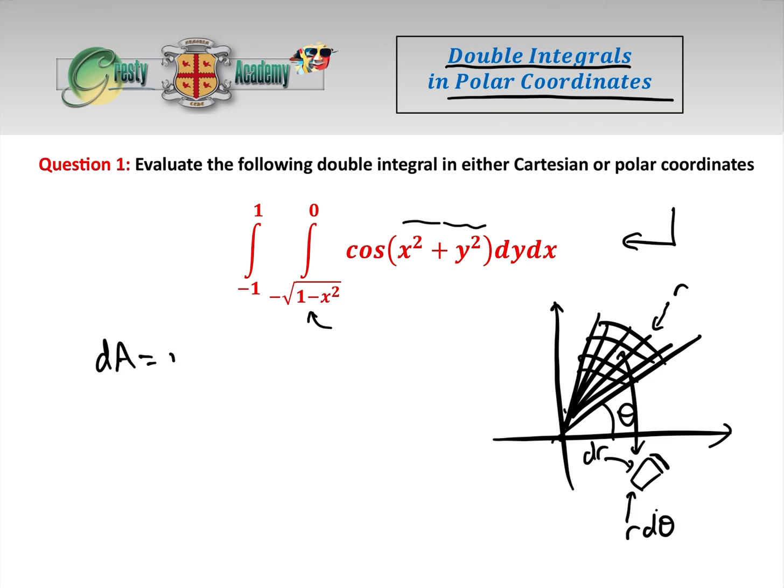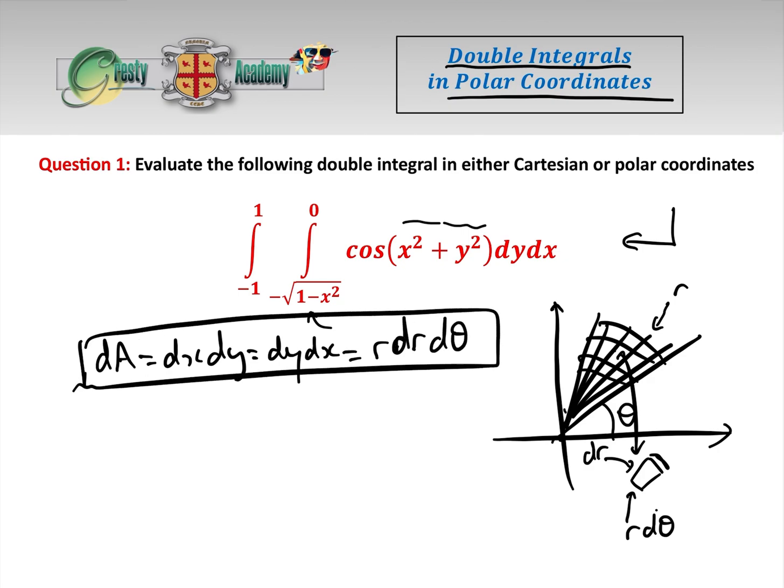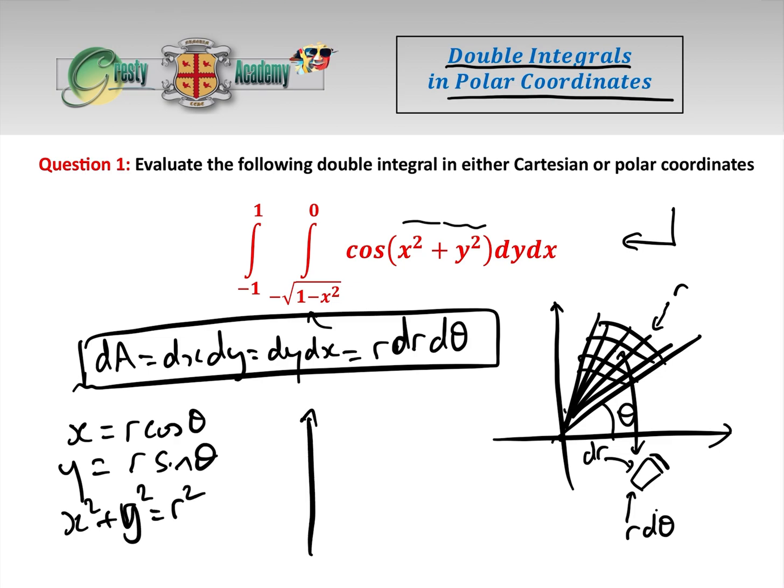And so basically, as a recap, dA, which is dx dy, which is dy dx, which is the area in Cartesian, basically is r dr d theta in polar, and you have to remember that because we will be converting from one to the other. And the other thing that we need to know is that x equals r cos theta, y equals r sine theta, and x squared plus y squared equals r squared. That comes from drawing any point x, y, where this distance is r and that is theta, then obviously x is r cos theta and y is r sine theta.